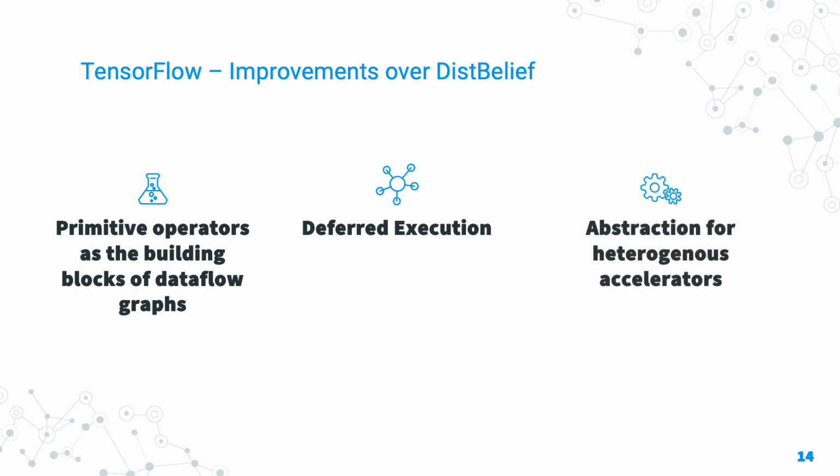Furthermore, it offered abstraction for heterogeneous accelerators, because TensorFlow uses tensors as the primitive format for values, which means that all devices such as CPUs, GPUs, and TPUs understand this format, and so there is less need for device-specific implementation. Of course, there are some device-specific implementations which improve the performance on specific hardware, but the core principle is that tensors can be understood by all devices.